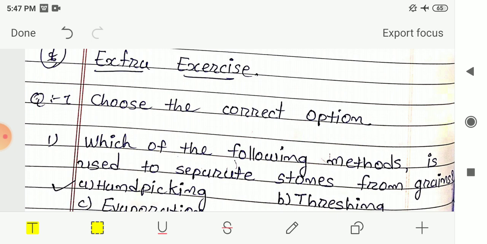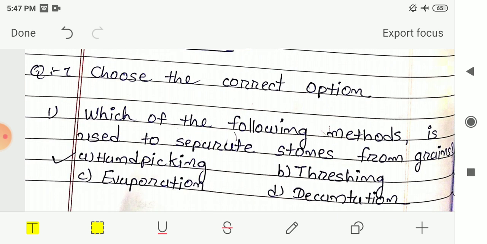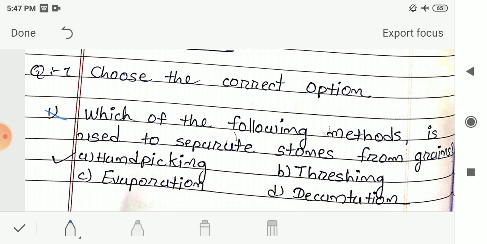The first question is choose the correct option. First one, which of the following methods is used to separate stones from grains? Which method are we using to separate stones, husk, like this, impurities from the grains? The options are given to you, that is hand picking, threshing, evaporation and decantation.